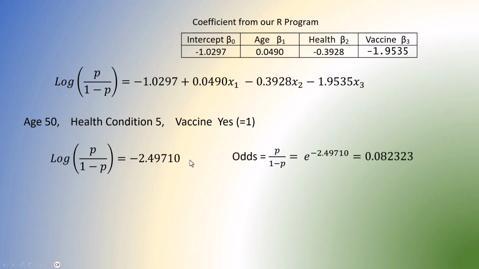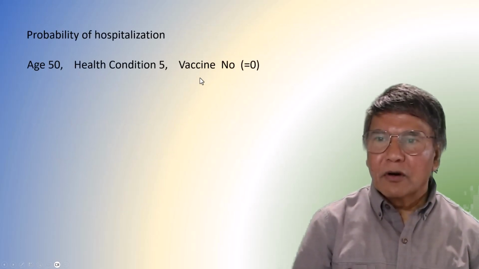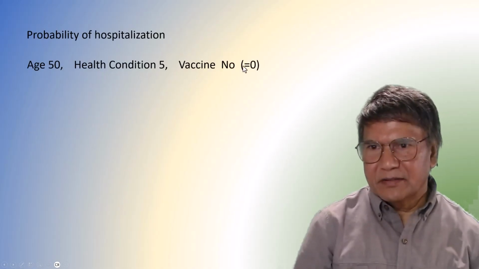Just simple calculations, you can do it. Check it out. That gives us odds equal to e to the power of that number, right? We have used base e for log conversion, so now I want e to the power of that. In Excel, it will be the exp function. In R also the exp function. So from here we can calculate the probability, which is 0.07606. So a person who is 50 years old, health condition 5 out of 10, took a vaccine, has only about 8% chance of being admitted.